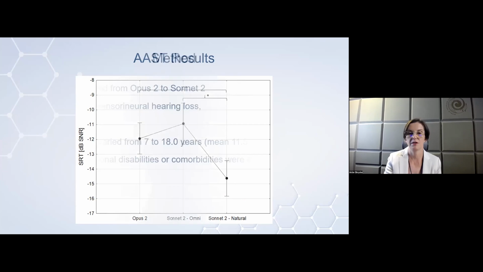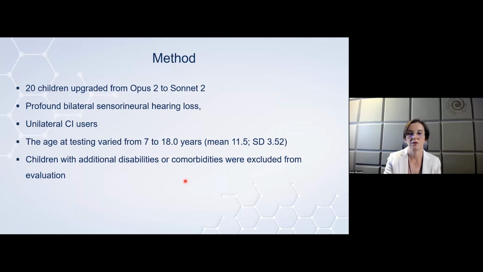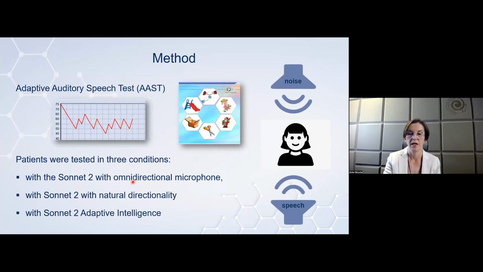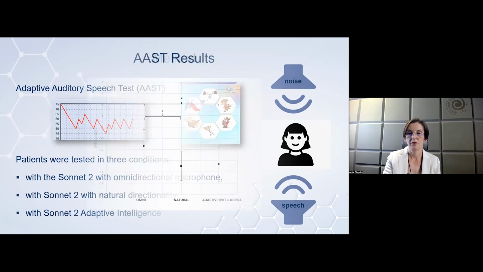Encouraged by those results, we also did some testing with another group of 20 children, also during the upgrade from OPUS 2 to SONNET 2. Also bilateral experienced CI users without additional disabilities. We tested them only with the SONNET 2 microphone in omnidirectional mode, with natural directionality, and we also switched on one program with adaptive intelligence. We used the same test and the same configuration of speech and noise, speech from the front and noise from the back.